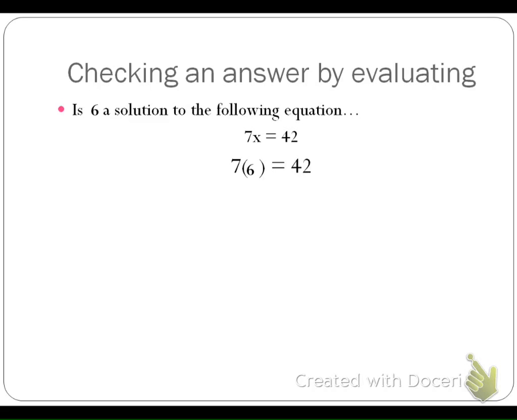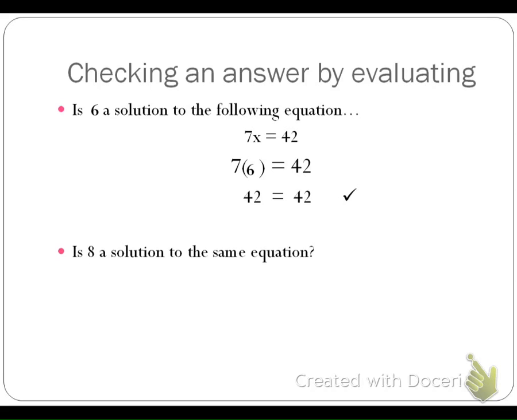So just looking at the left-hand side of the equation, we have 7 times 6. Because there's no variable, now we can use our order of operations here. And there's nothing inside our parentheses. The 7 next to the 6 in parentheses actually means multiplication. 7 times 6 is 42. So does that equal 42? Yes, it does. So the solution checks.